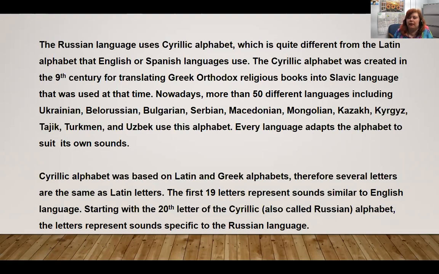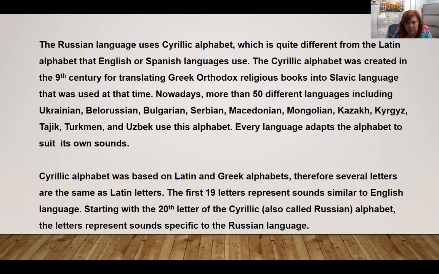So the Russian language uses the Cyrillic alphabet, which is quite different from the Latin alphabet that the majority of people here are used to. It's completely different from the English or Spanish alphabet. The Cyrillic alphabet was created in the 9th century for translating Greek Orthodox Gospels into the Slavic language that at that point was used in the 9th century AD. Pretty much all Slavs spoke languages that were very, very similar to each other, so it was easy for them to understand each other.